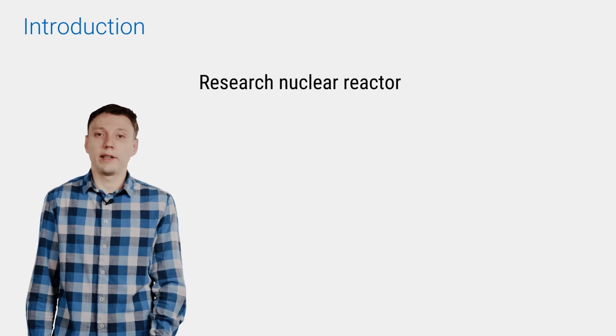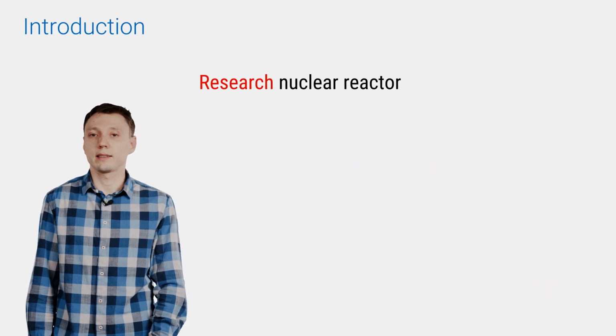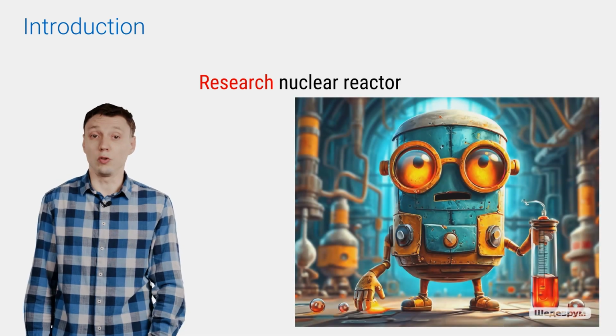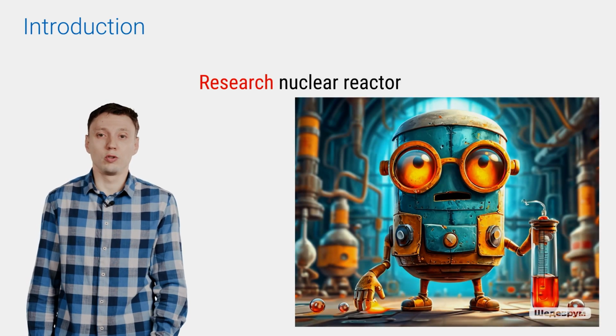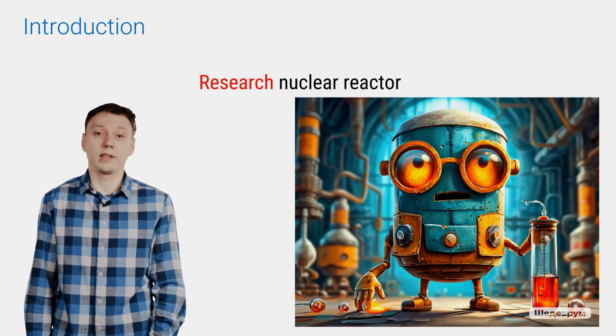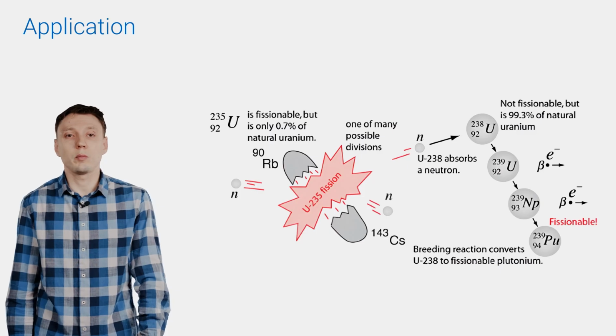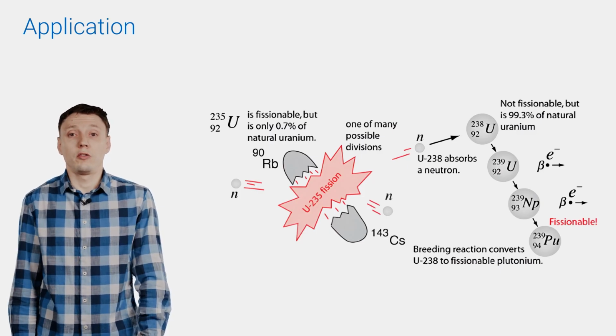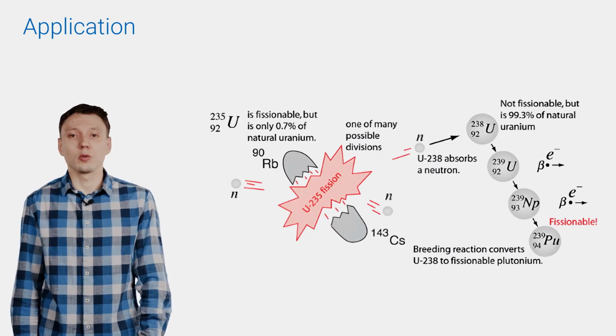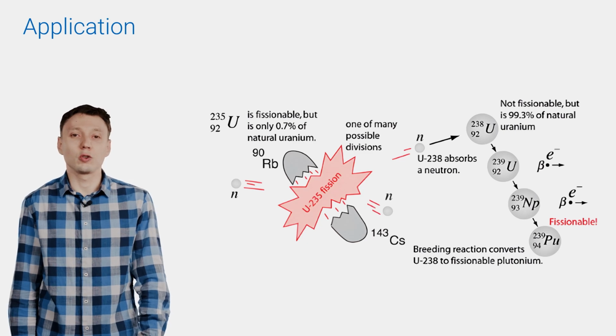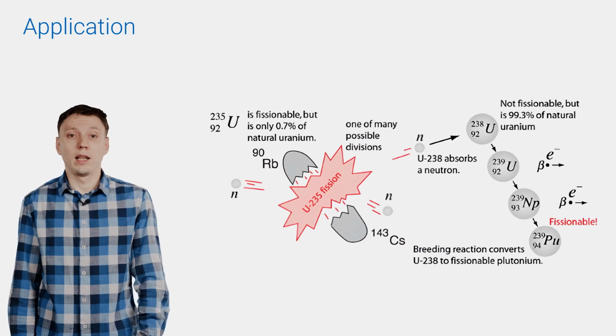What is a research nuclear reactor for then? From the name itself, we can guess that its main task is research. But what can be researched using a nuclear reactor? Let's find out. The very first task of a nuclear research reactor was the production of plutonium, which is used in atomic bombs. Plutonium cannot be extracted from the Earth's bowels. It is obtained from uranium-238 through neutron capture in a nuclear reactor.